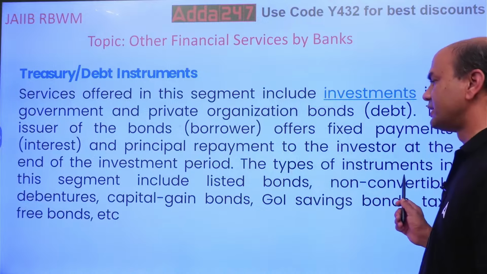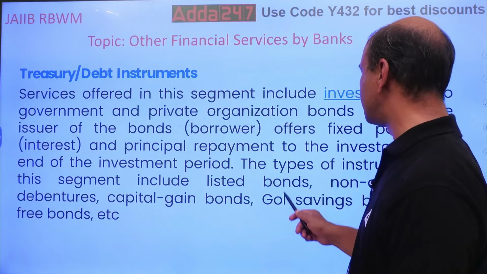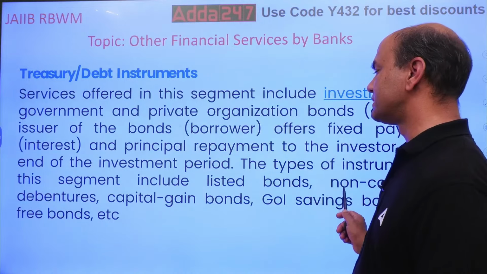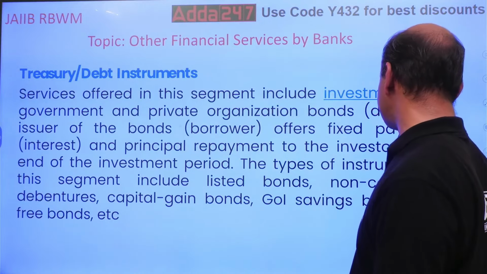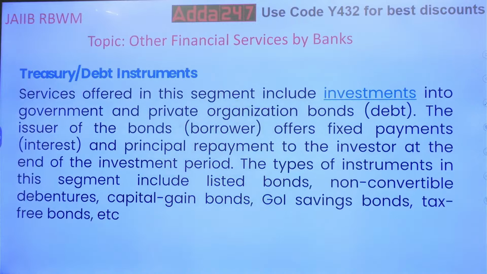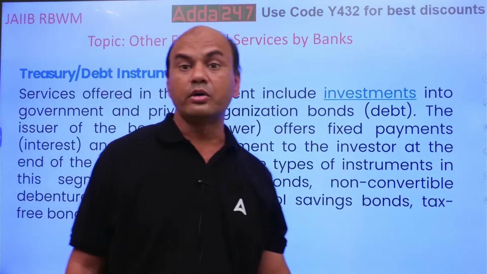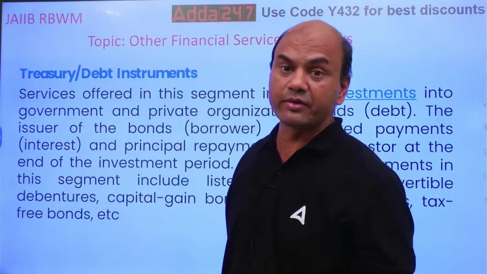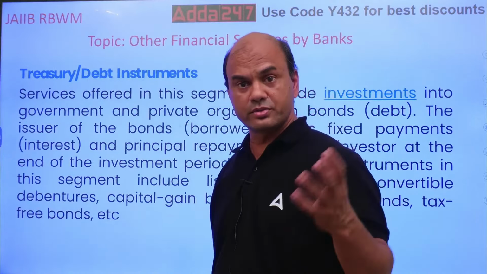The types of instruments in this segment include listed bonds, non-convertible debentures, capital gain bonds, Government of India saving bonds and tax-free bonds. So these are the main instruments which we provide to the client. Okay. So importantly remember capital gain bonds. What are capital gain bonds used for? Capital gain bonds are used when the customer has sold some long-term investment in, let's say, property, house, and that person now wants to save the capital gain because capital gains is huge when you sell the house.